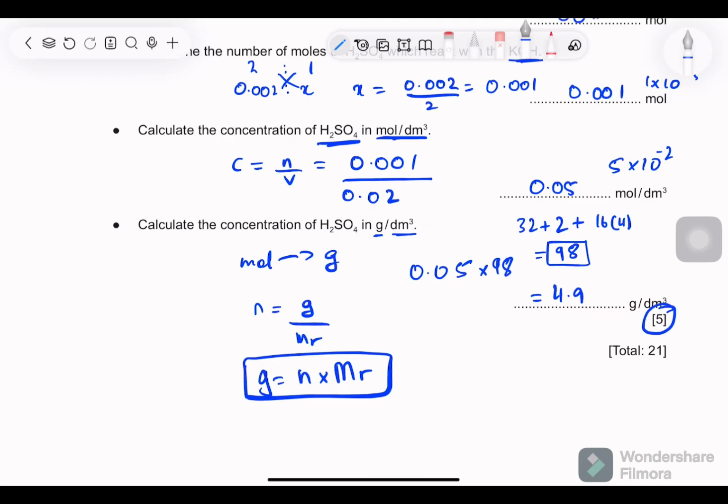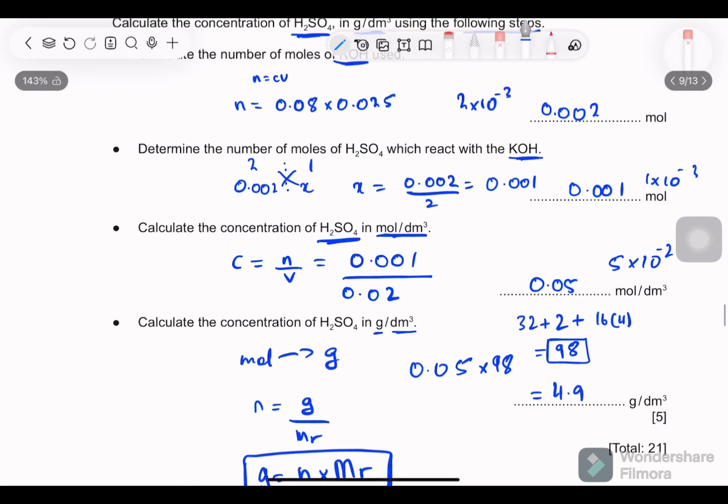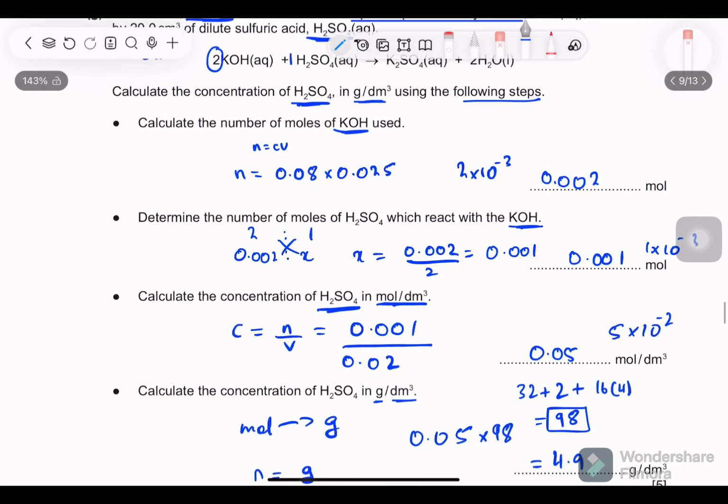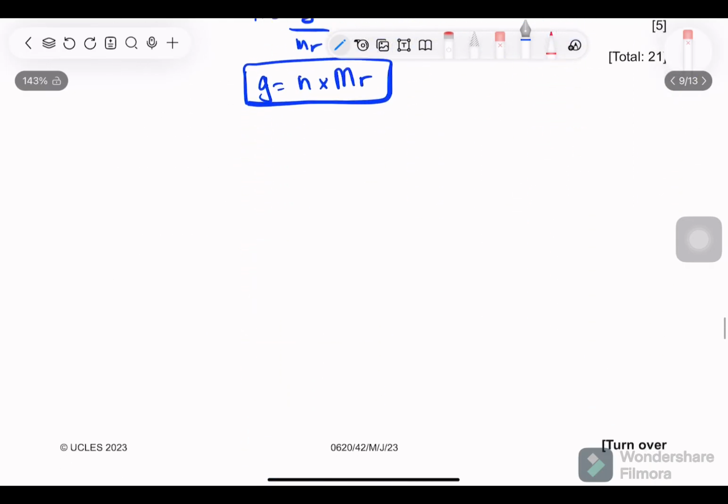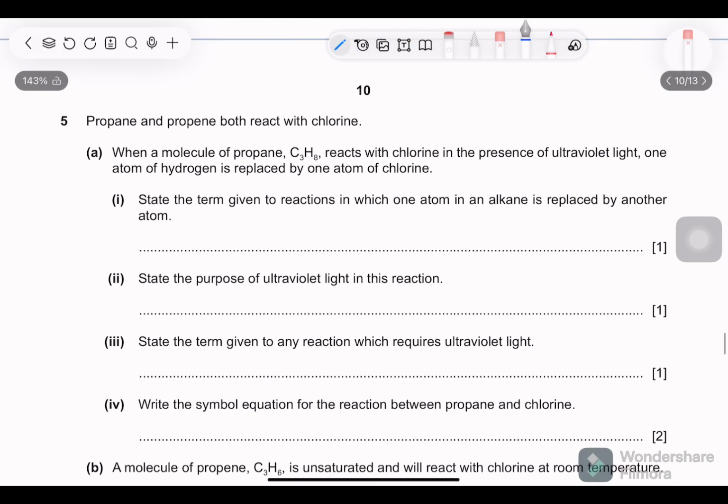This is what the final outcome was desired: the concentration of H2SO4 in grams per dm cube. It's really simple, simple formula, simple ratios, nothing complicated. Next, organic chemistry starting from here.